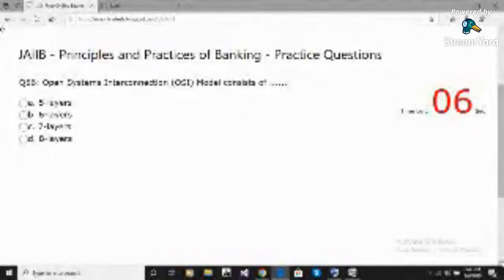Question 56. The Open Systems Interconnection, OSI, model consists of. Option A. 5 layers. Option B. 6 layers. Option C. 7 layers. Option D. 8 layers. Answer C. 7 layers.